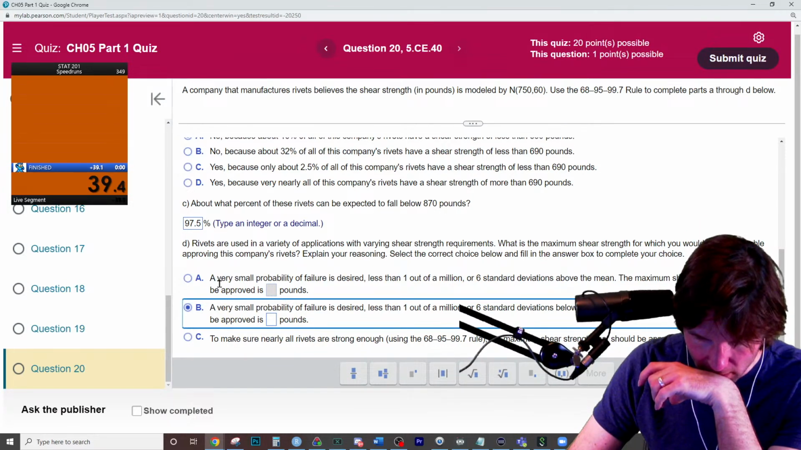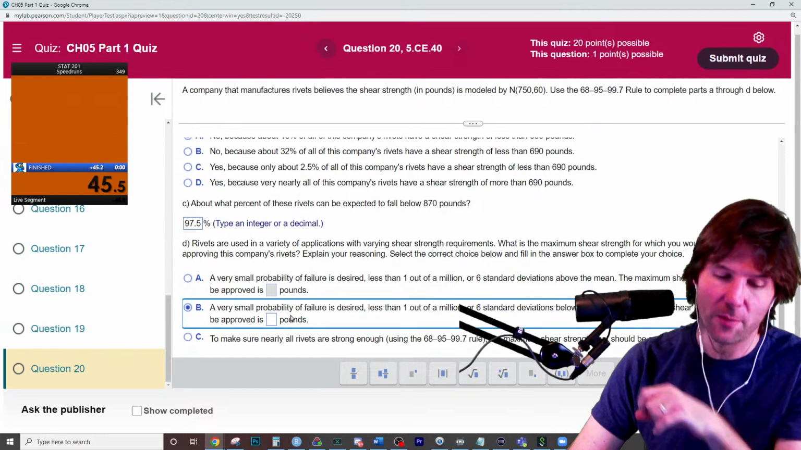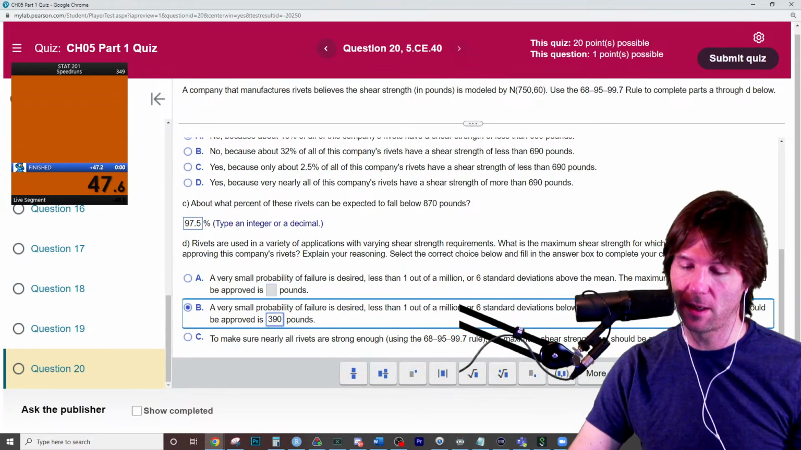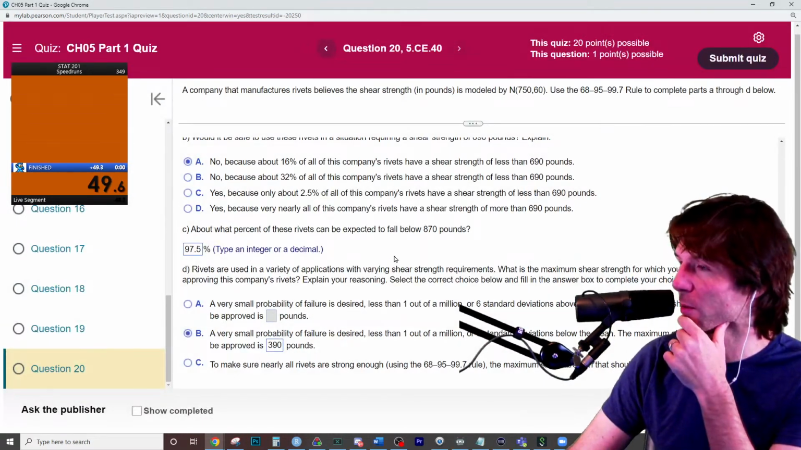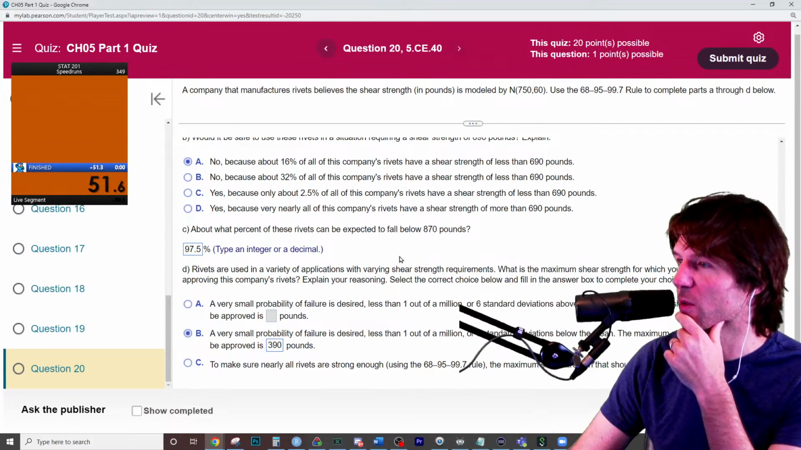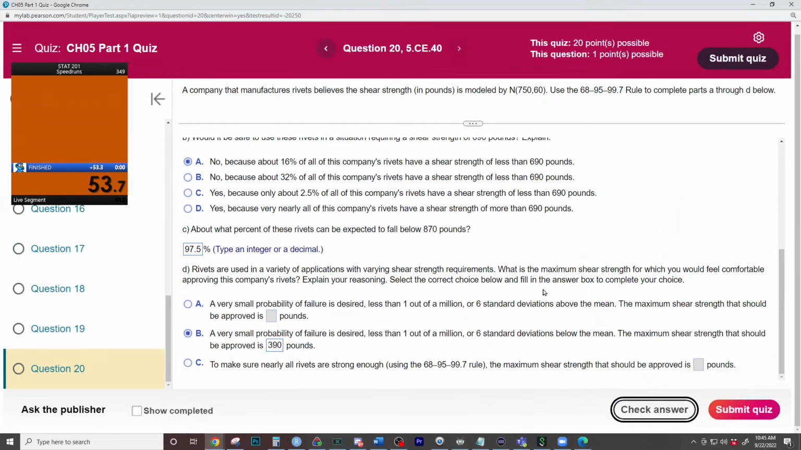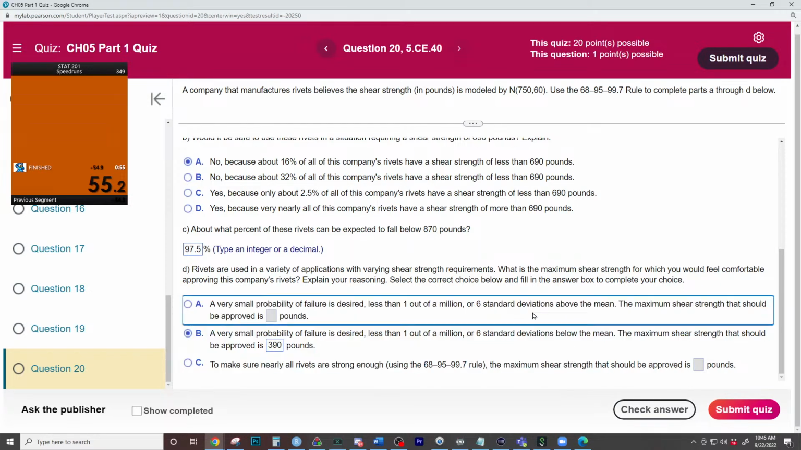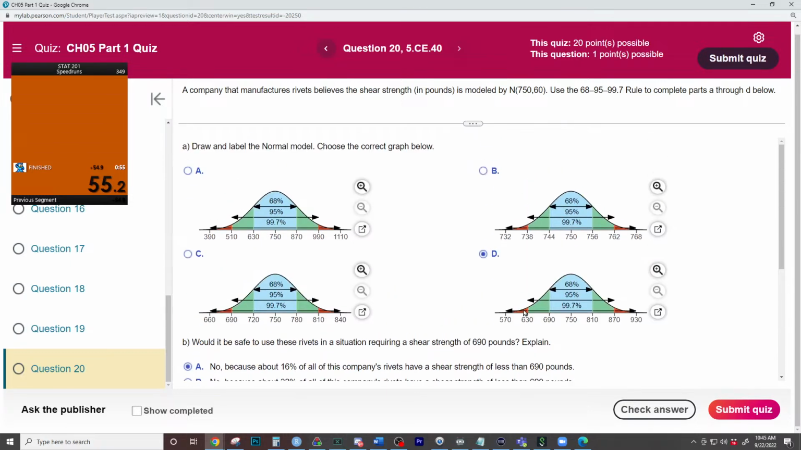Am I wrong? A very small probability of failure is desired, less than 1 out of a million, or 6 standard deviations below the mean, below the mean. There we go, below the mean. Because we're doing below. It's 390, but it's below the mean. I didn't see the below the mean right there. Because we're not going above the mean, we're going below the mean. So decent question. Last part, not the biggest fan of, because we would never word things that way.